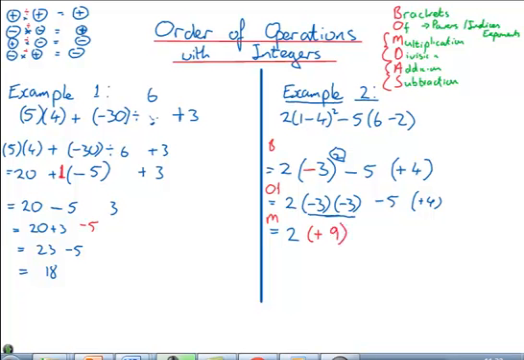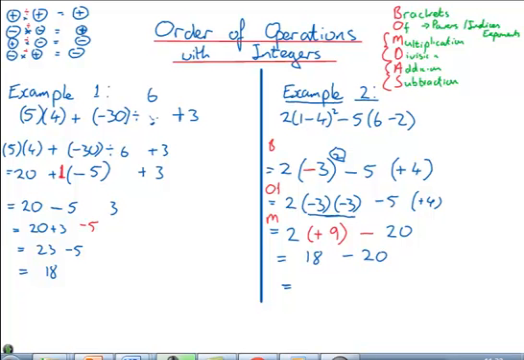The next step here is minus 5 times plus 4. A minus times a plus. The signs are different, so the sign is going to be negative. 5 times 4 is 20. So here we have 2 by plus 9 is 18, minus 20.